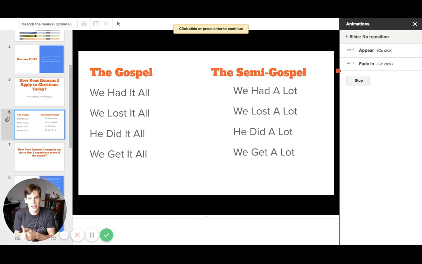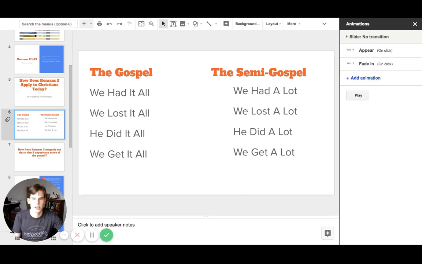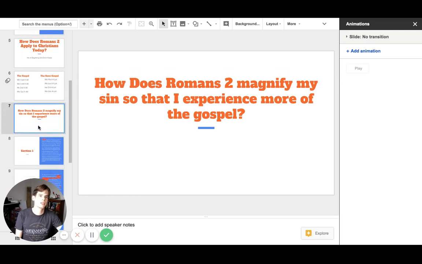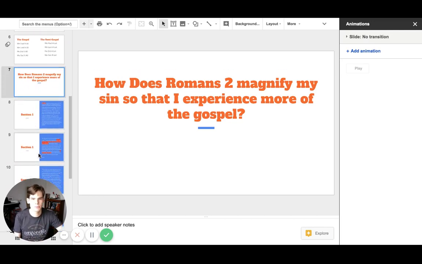So if I don't believe that I lost everything when sin entered into the world, and that my sin lost me everything with God, when I forget what Romans 1:18 through chapter 3:20 is about, then I lose sight of the gospel. And the gospel is not going to be as great. So that's part of the vision of keeping us grounded in what we are supposed to take away from these sections that always seem like talking about sin and God's wrath and that sort of thing. So again, how does Romans 2 magnify my sins, that I experience more of the gospel?